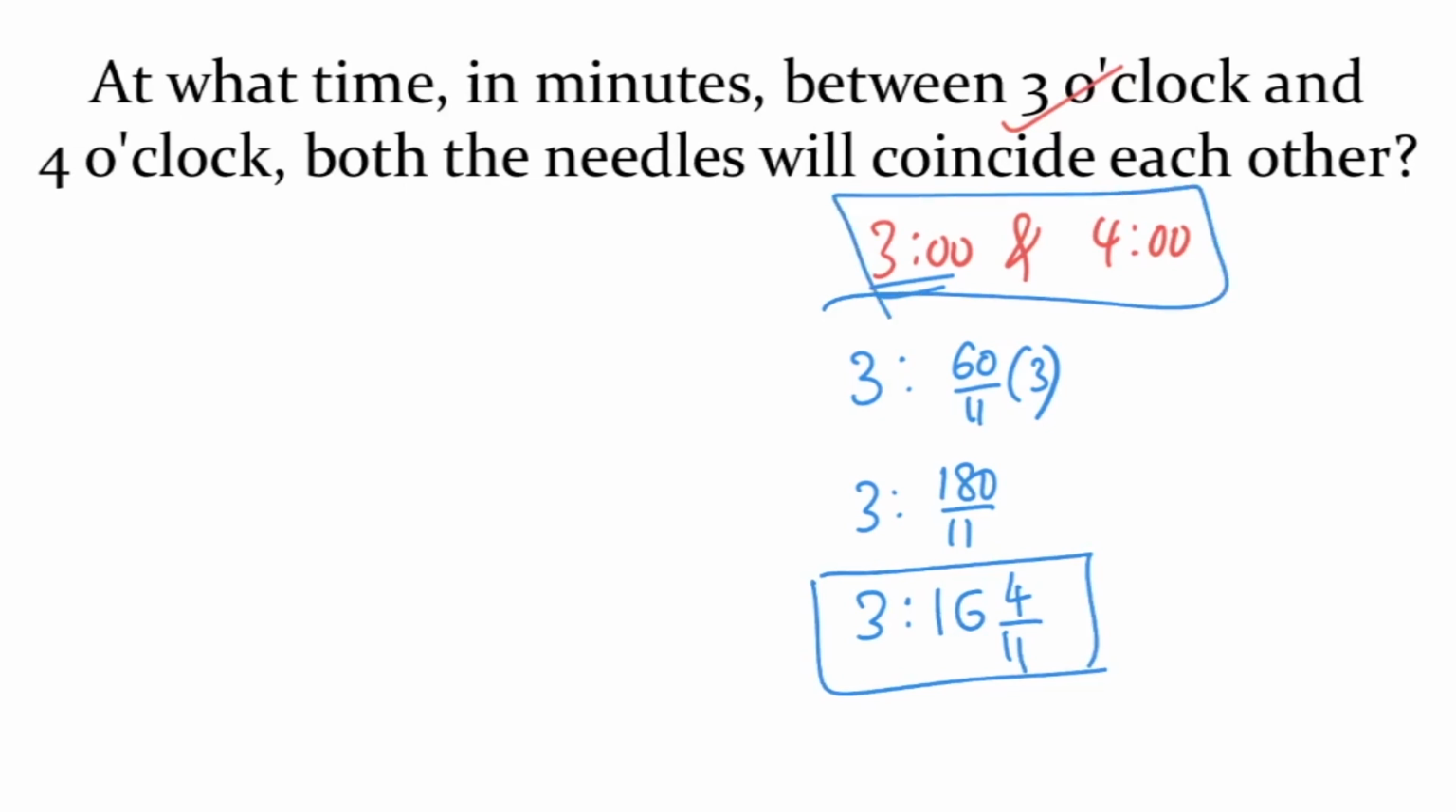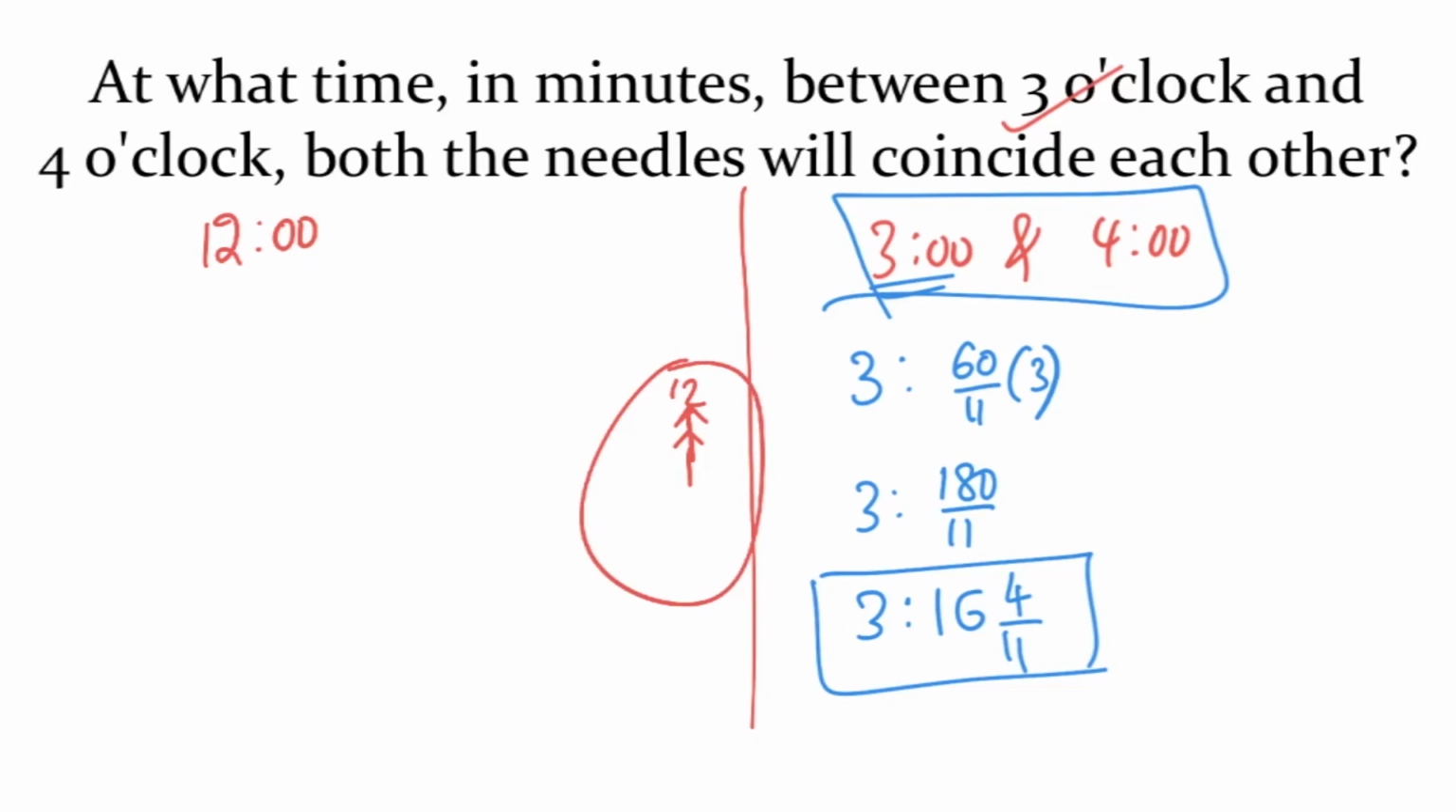And I need to tell you one more point. See, both the hands are coinciding at 12 o'clock initially. After that both will coincide at 1:05 5 by 11.